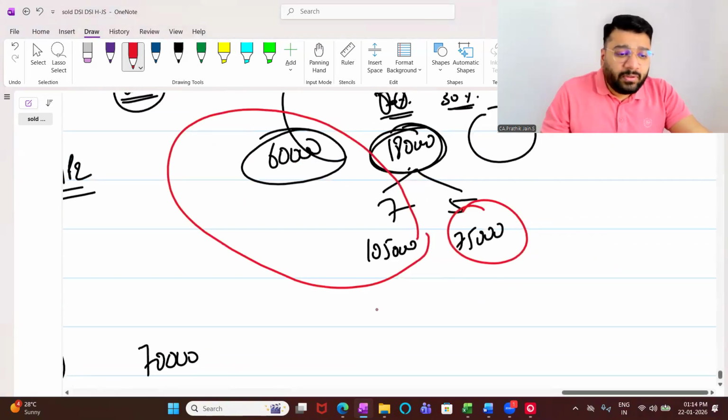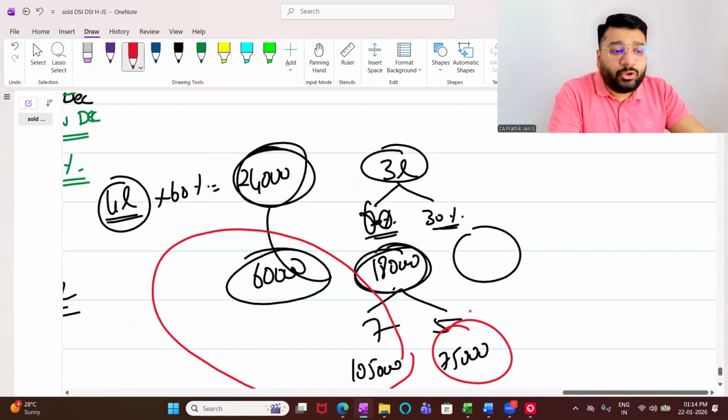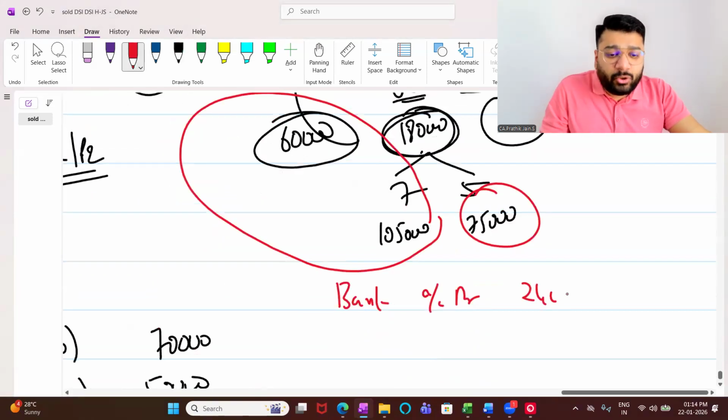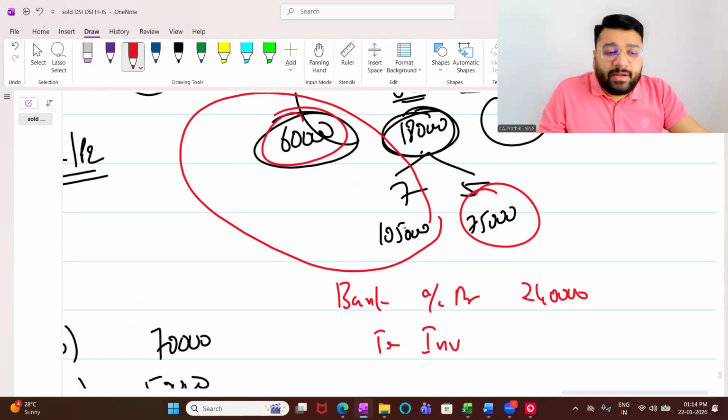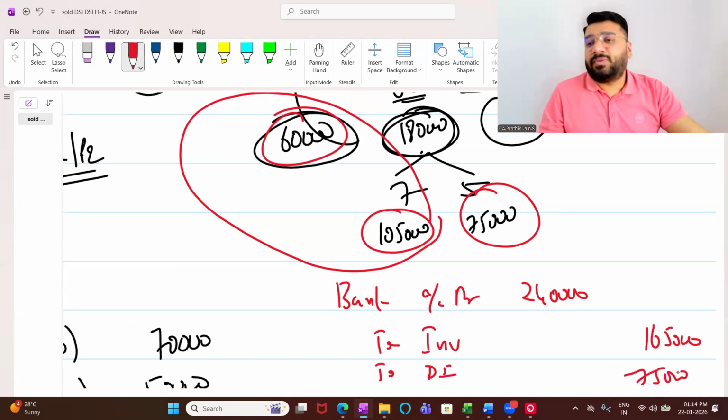So what is the entry now? Bank account debit. How much are you getting? Totally 240 you're getting, guys. To investment, how much? This 60 pre-profit and this 1,05,000 pre-profit, both put together, how much? 1,65,000. To dividend income post-profit, how much? 75,000 rupees. Got it? Not got it?